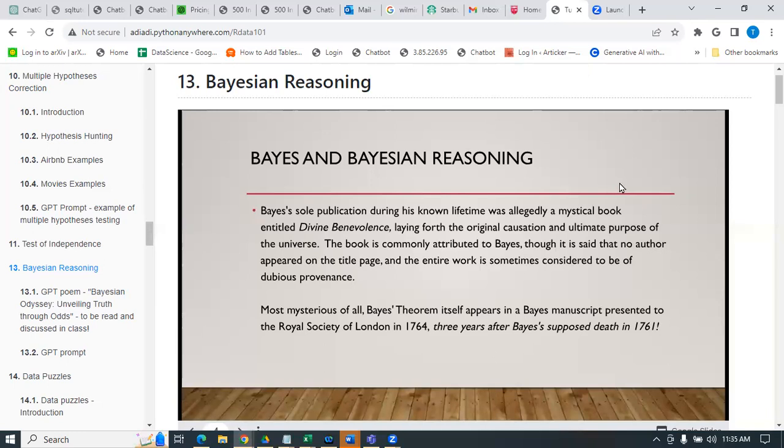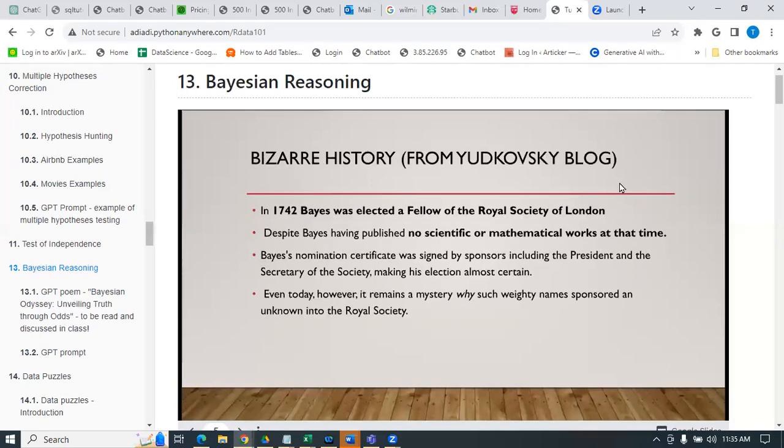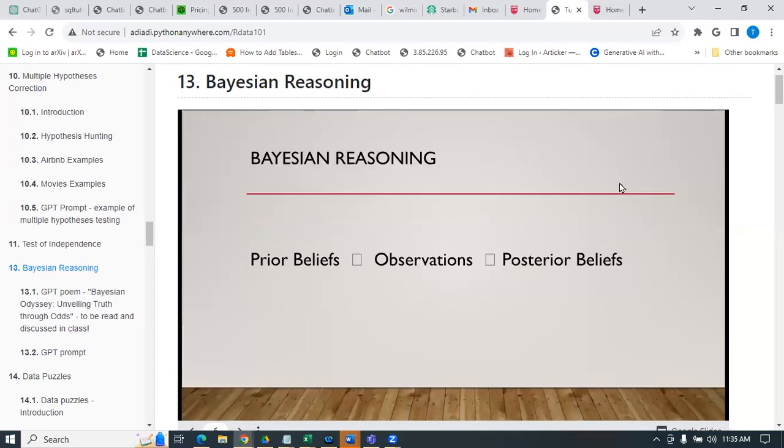Today, it's unthinkable. His citation index, which is a measure of proficiency of a scientist, would be pathetic. So here he is. In 1742, he was elected a Fellow of the Royal Society of London, without publishing any scientific and mathematical work at that time. However, his work was published after his death, and eventually led to this very powerful concept of Bayesian reasoning, which we're going to discuss today.